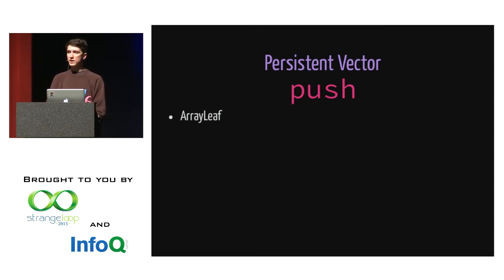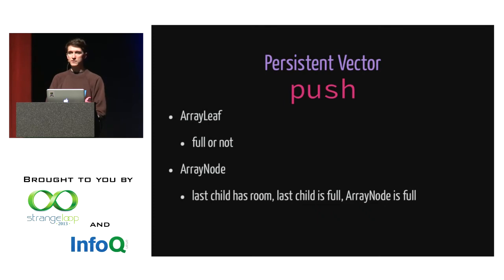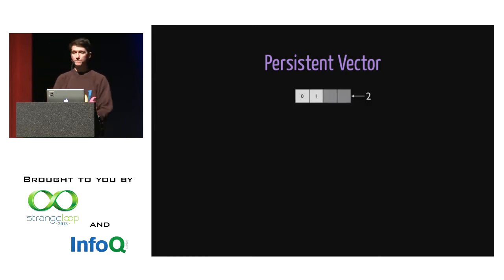So if we're trying to push into an array leaf, we have to consider whether or not it's full. If we're trying to push into an array node, we have to consider whether its last child has room so that we could append to the last child, whether the last child is full, in which case we need to create a new last child, or whether the array node itself is full, in which case we have to create a new containing array node. So we'll go through each of those cases here.